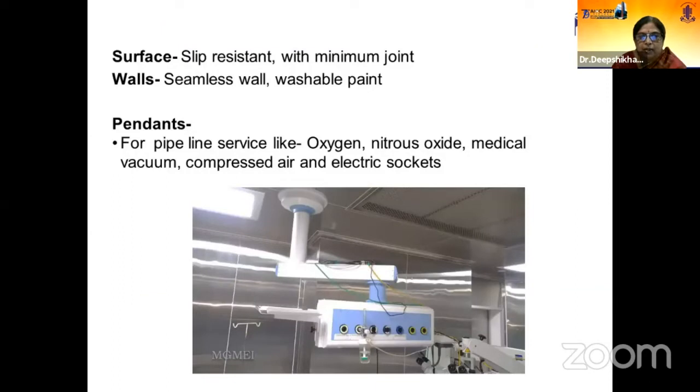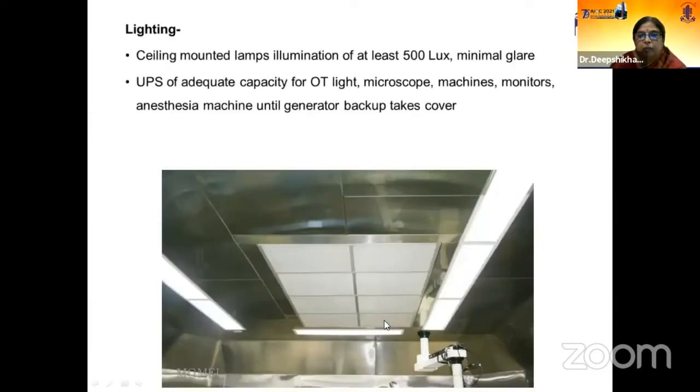Surface should be slip resistant with minimum joints, seamless walls, and washable paint. Pendant for the pipelines and services like oxygen, nitrous oxide, medical vacuum, compressed air, and electric sockets. So this is a pendant.